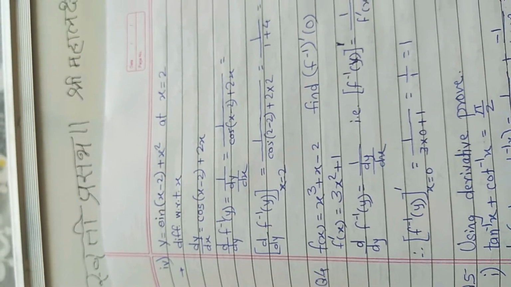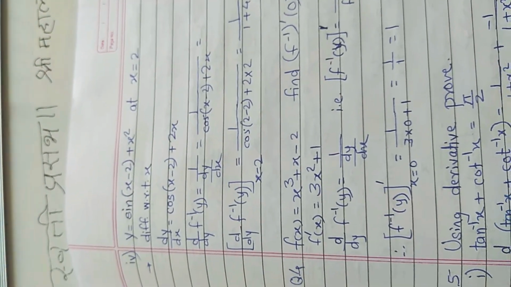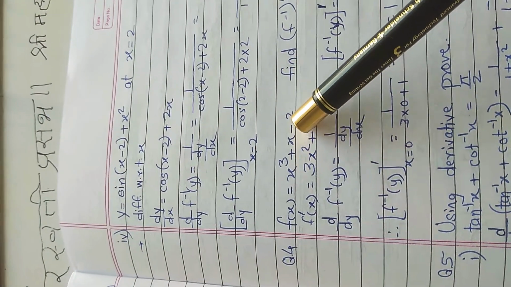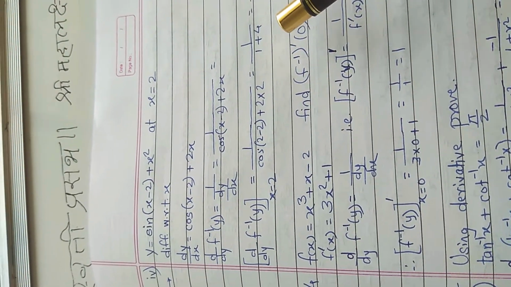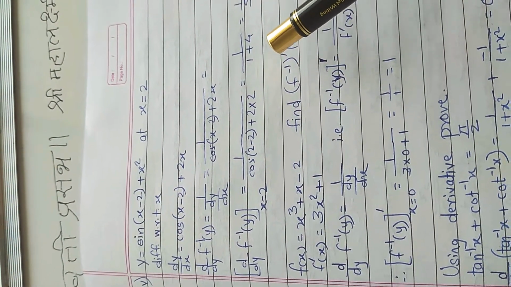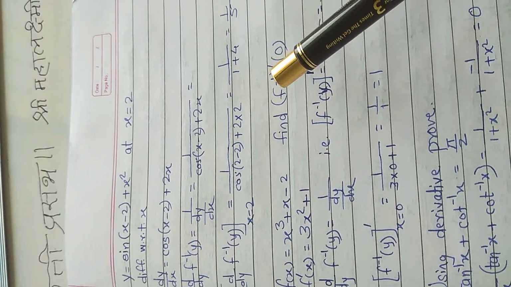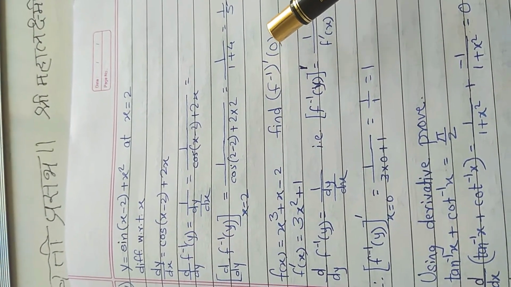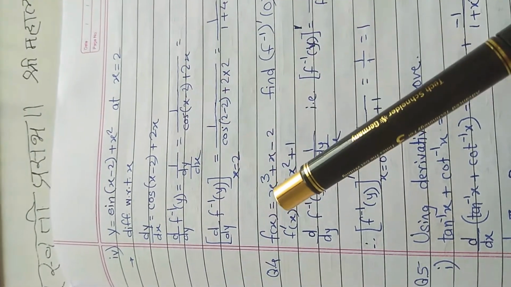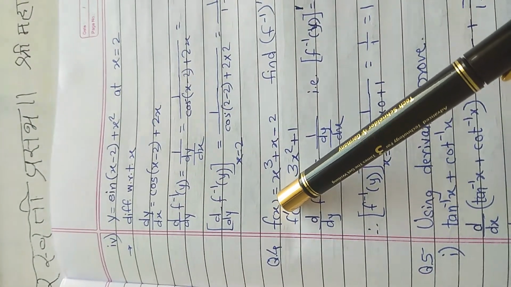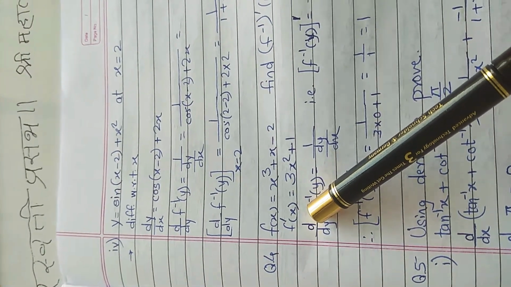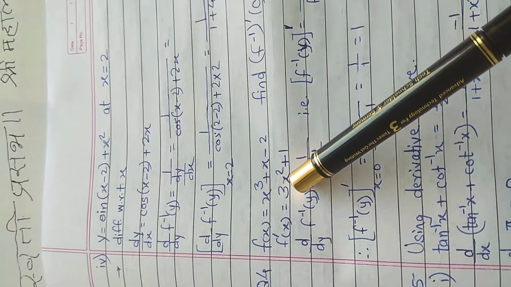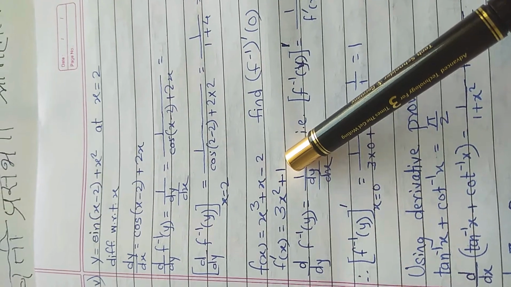Question number 4. f of x is given as x cube plus x minus 2. We want to find the derivative of the inverse function. This dash indicates the derivative. Derivative of the inverse function at x equal to 0. So f of x, we will differentiate it and we will get f dash of x. Derivative of x cube is 3x square. Derivative of x is 1.